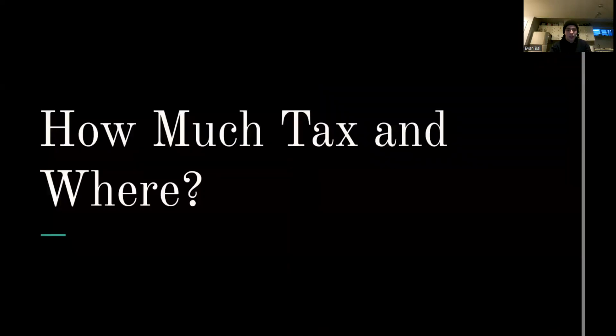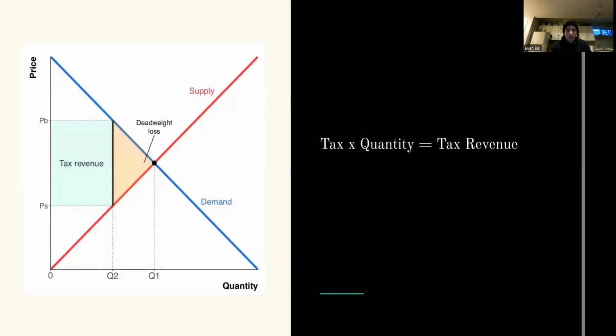So how does the government decide how much and where to impose tax? Well, the size of the tax or tax revenue that the government collects can be calculated by multiplying the tax imposed by the quantity sold. If the government wanted to optimize their revenue, they would impose higher taxes on inelastic goods because demand won't change very much no matter what the price is.